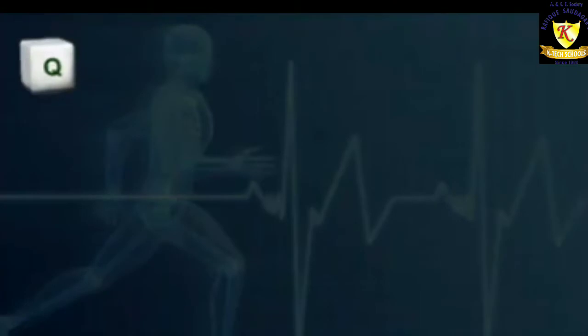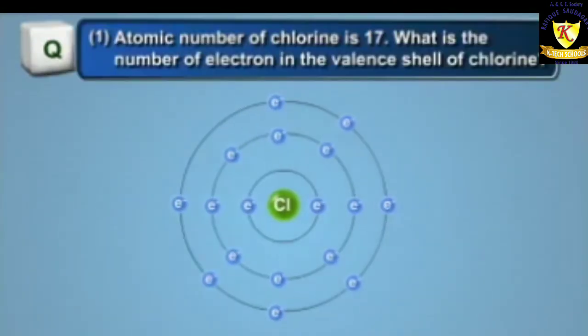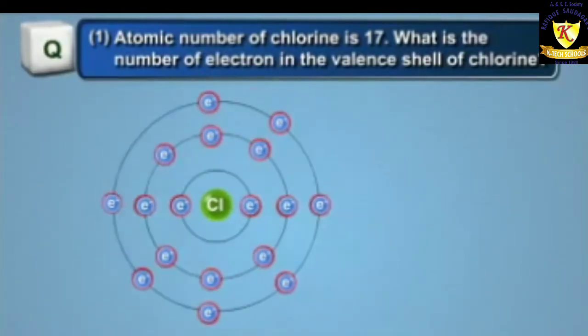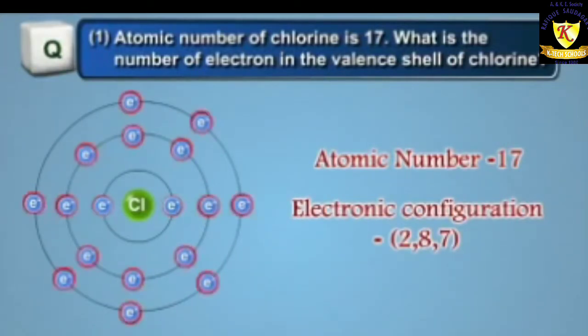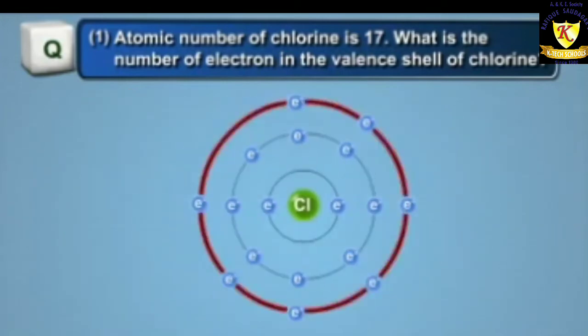Use your brain power. Atomic number of chlorine is 17. What is the number of electrons in the valence shell of chlorine? Answer. Atomic number of chlorine is 17. So the electronic configuration of chlorine is 2, 8, 7. The last shell of a chlorine atom has 7 electrons in it. Therefore, there are 7 valence electrons in the chlorine atom.